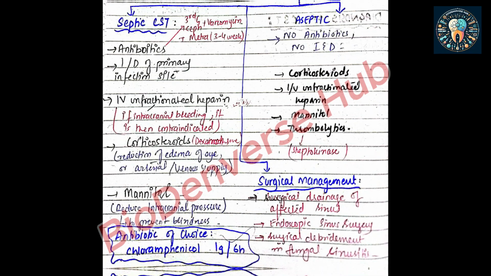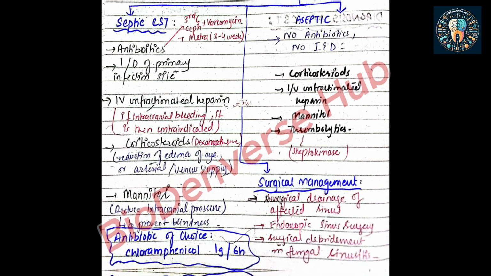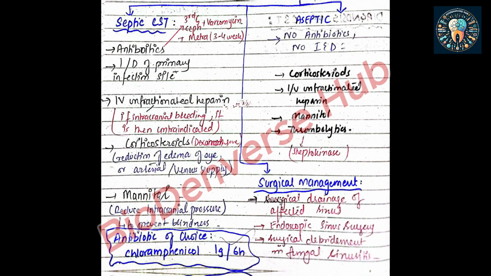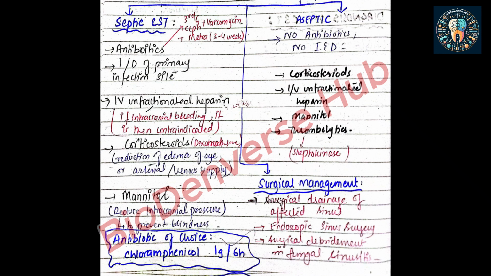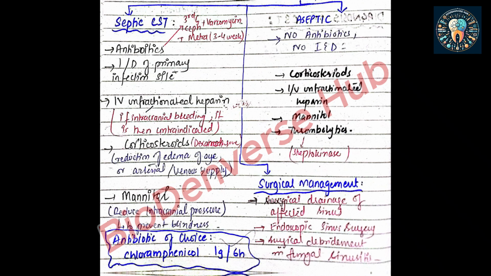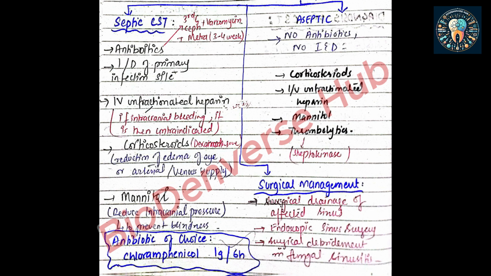After that, another option is IV unfractionated heparin. But in the case of unfractionated heparin, you need to be very cautious. If there is any presence of intracranial bleeding, then you will not give unfractionated heparin because it could exacerbate that condition. So it is contraindicated in that case.